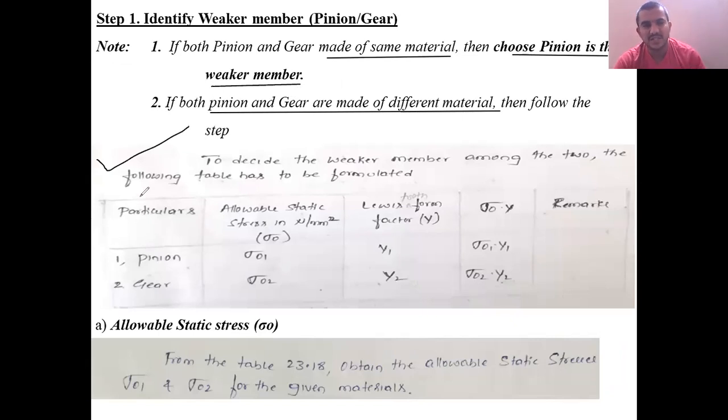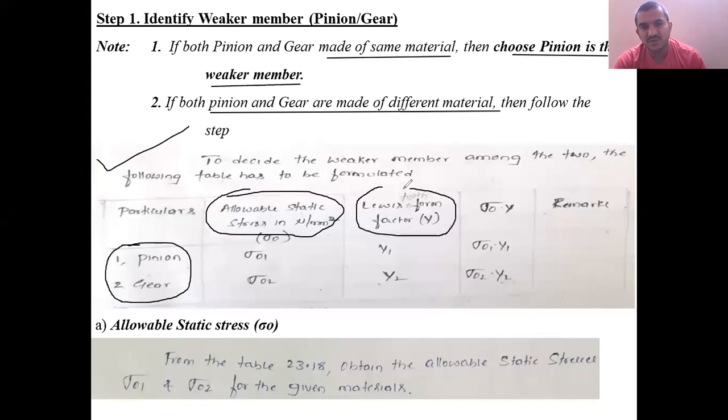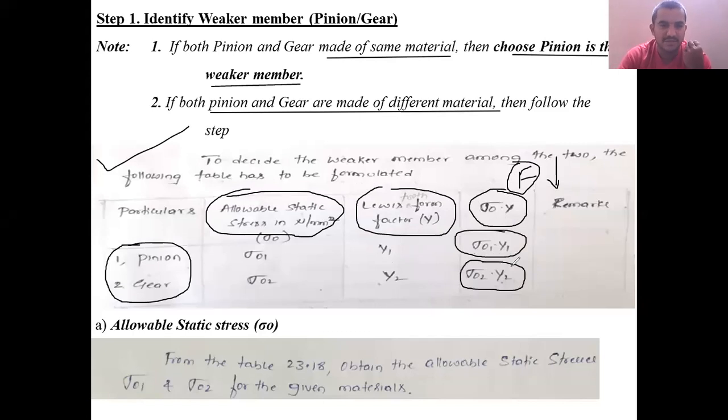What does the table contain? One is particulars, 1 stands for pinion, 2 stands for gear, then the allowable static stress in Newton per mm square. The third column is the Lewis tooth form factor. Then the product of allowable static stress and Lewis tooth form factor gives the load carrying capacity of the gear. The one with the smaller load carrying capacity will be the weaker member. When you compare these two, the load carrying capacity of the pinion and gear, whichever has the smaller value will be the weaker member.